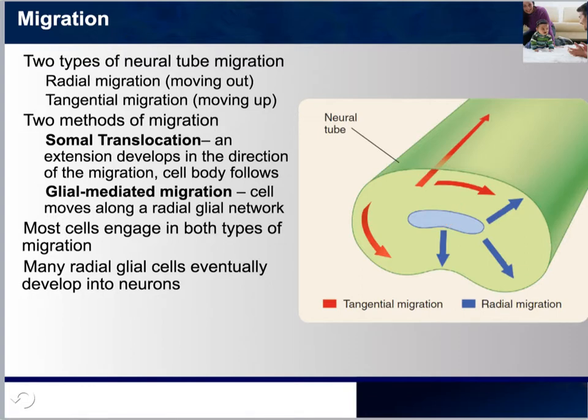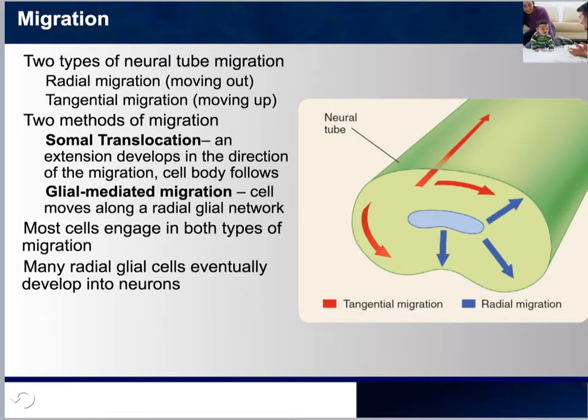And they're moving in a straight line outward toward the outer wall of the tube. The other type of neural tube migration is tangential migration, and that is where they're moving up. And by tangential, this would occur at a right angle to radial migration, that is parallel to the tube's wall. So you'd be looking at it in a pattern that's like this.